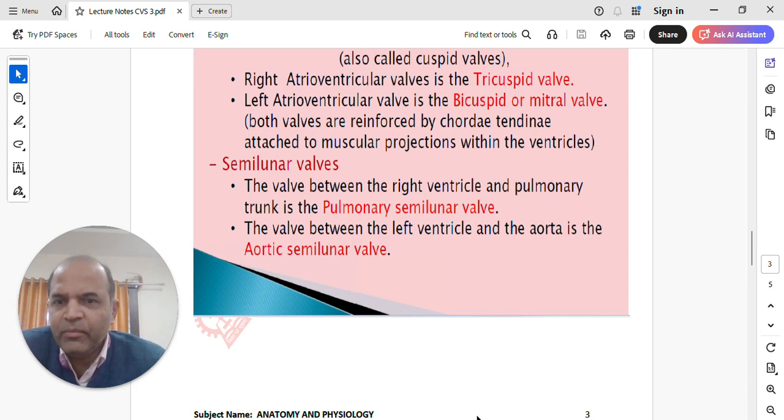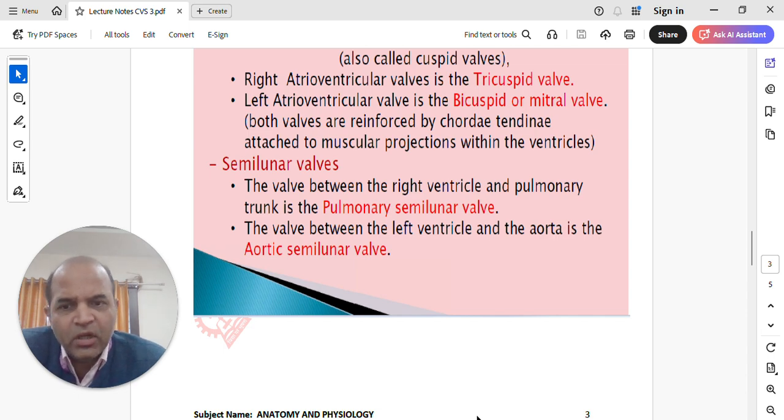Another one is the semilunar valve. The valve between the right ventricle and the pulmonary trunk. Blood flows from the right ventricle to the lungs for purification, which means deoxygenated blood flows from the right ventricle to the lungs by the pulmonary trunk. So at that place the pulmonary semilunar valve is formed.